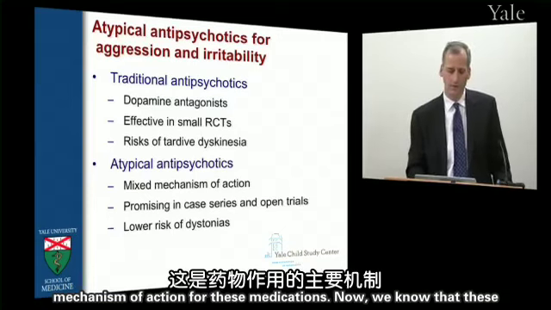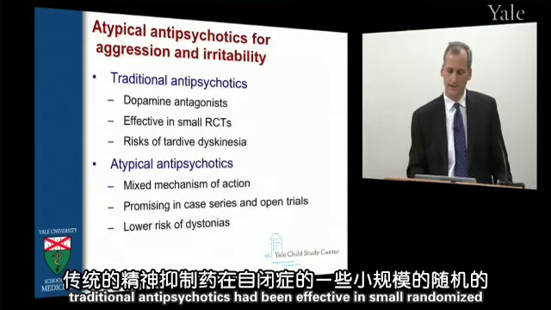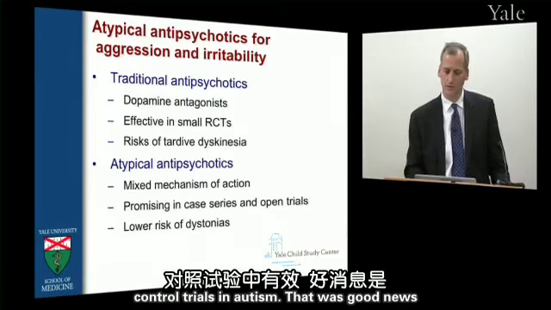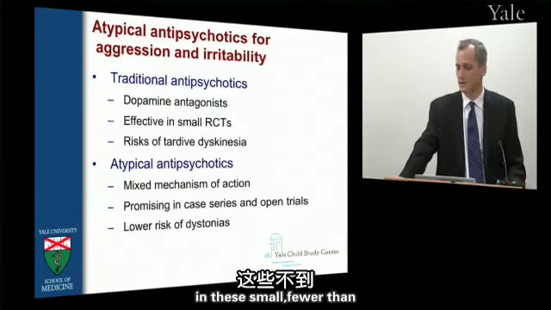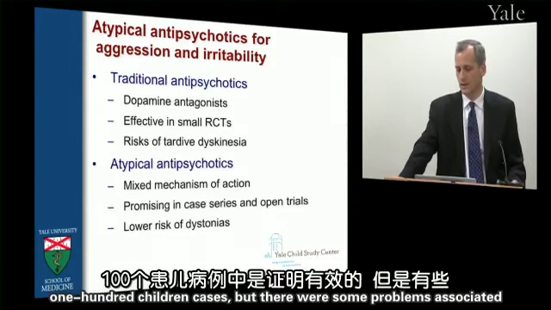Now, we know that these traditional antipsychotics have been effective in small randomized controlled trials in autism, and that was good news in these small, fewer than 100 children cases.